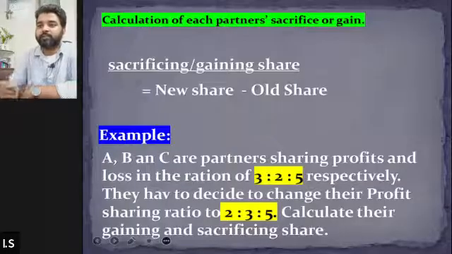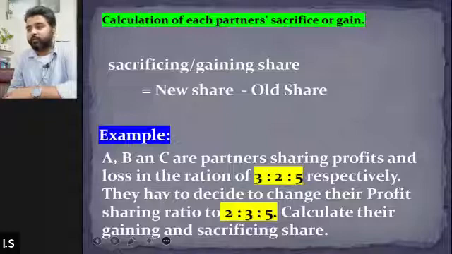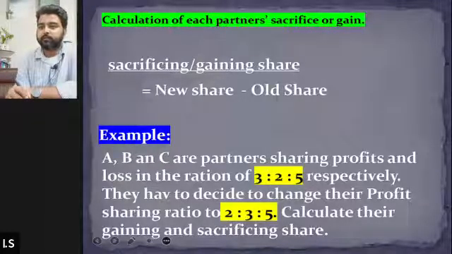All right, so let's continue with the example. A, B, and C, there are three partners. Their old share is 3:2:5, and they have decided to change their profit sharing ratio to 2:3:5. We need to find out the gaining and sacrificing share of the partners. 3:2:5 and 2:3:5.